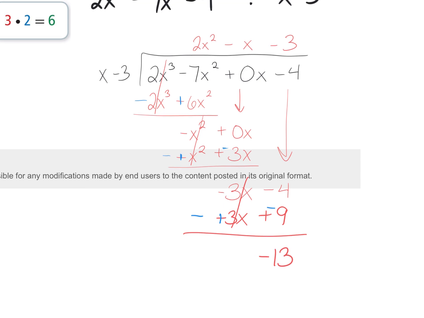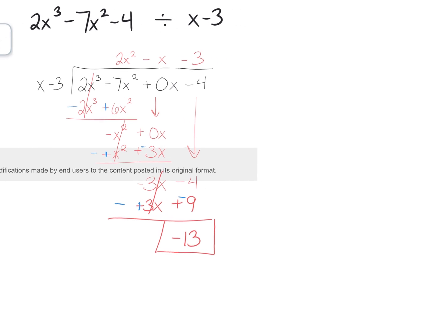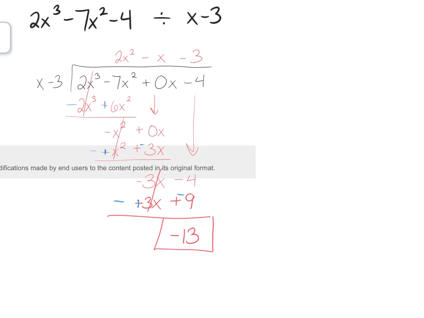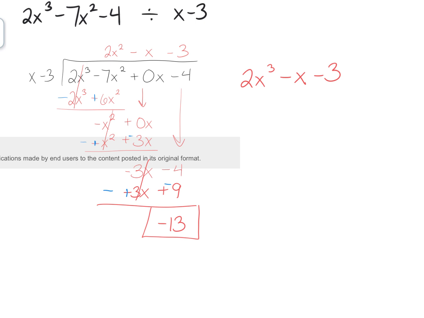What do I do now? Do I have anything left to drop? No. What's this negative 13? It's the remainder. Is that my answer? No, that's the remainder. How do I write my answer? Negative 13, and then x minus 3 on top. Yes, but first we want this stuff first also. So we want 2x squared minus x minus 3 and then plus negative 13 over x minus 3.